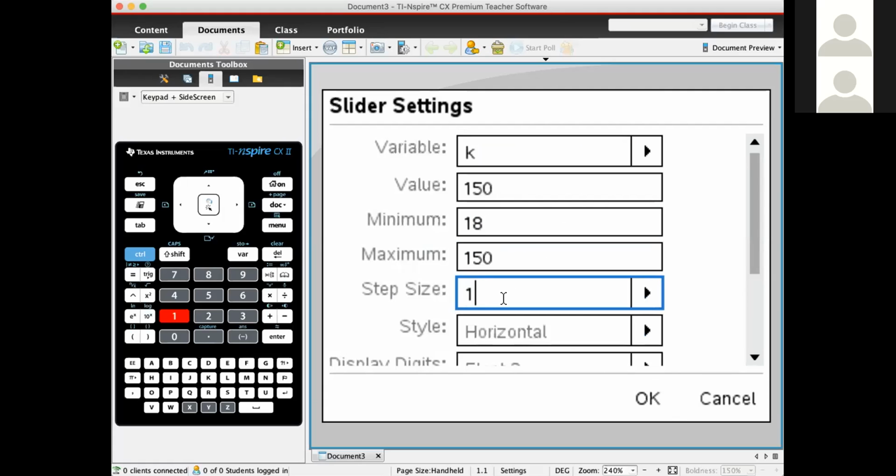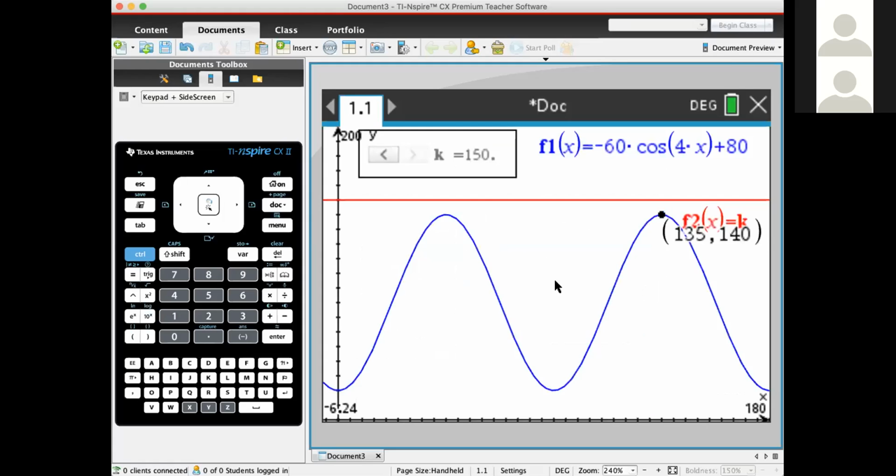All right, let's just keep it one. Might be a little slow, but let's see. There you go. See, at the maximum value there are two solutions. Can you see that? K is equal to 140. Two solutions: one point of intersection, second point of intersection.